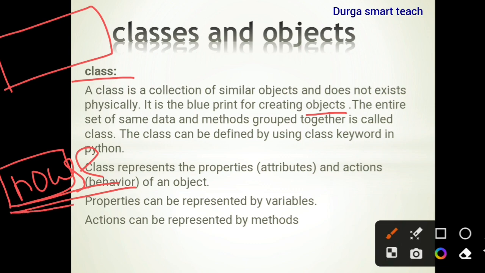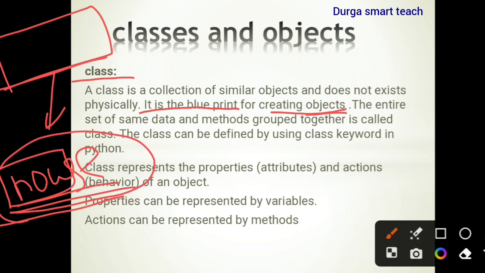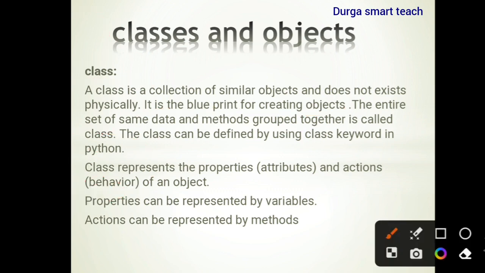For creating objects we need to use classes. Class is a blueprint, object is one house. For creating one house we use a blueprint. So class is a blueprint for creating objects. The entire set of same data and methods grouped together is known as a class. So we all know class is a blueprint which contains a collection of variables and methods.